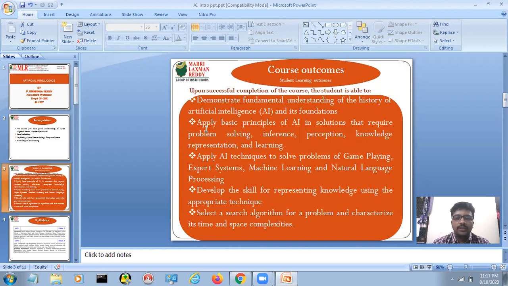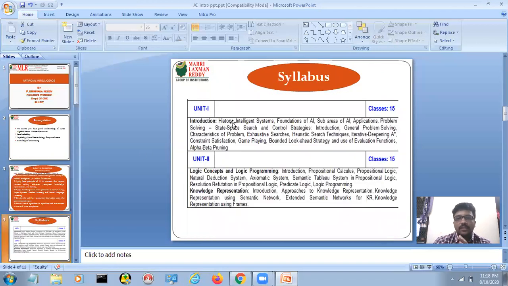Moving to the fourth unit, the student is able to develop skills for representing knowledge using appropriate techniques to build a new system where he can apply some techniques to build expertise in the system. In Unit 5, the student can apply search algorithms and solve a problem which characterizes time and space complexities. Moving to the next slides, where we deal with the syllabus.